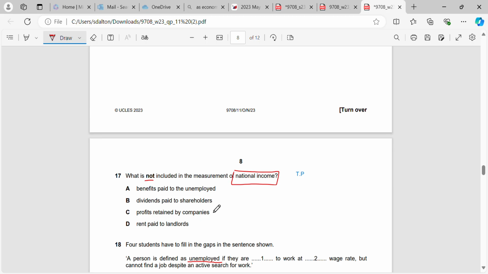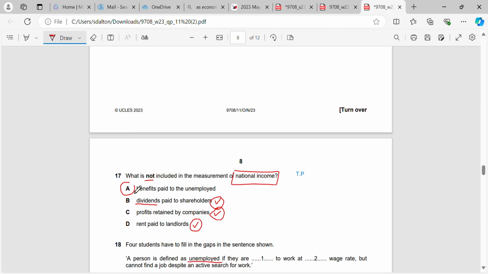Now the dividends paid to shareholders would be included in national income. It's not a transfer payment, it is a payment we receive from having equity in a firm. The profits retained by companies are also included in the national income. It's profits they get to keep, and so is the rent paid to landlords. So that is a reward for that particular factor of production.